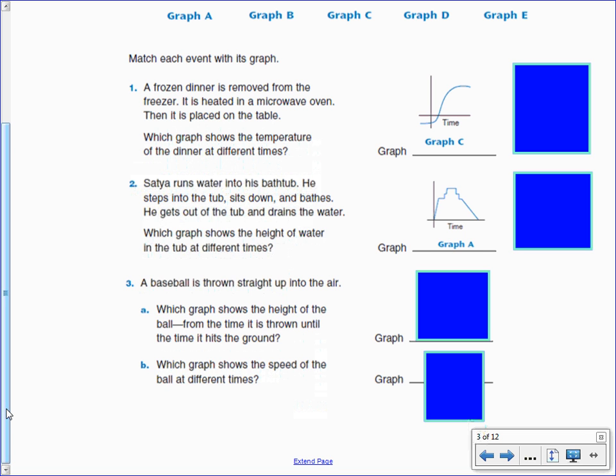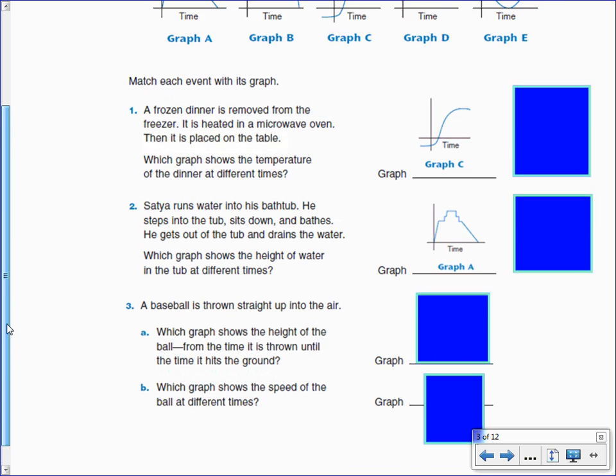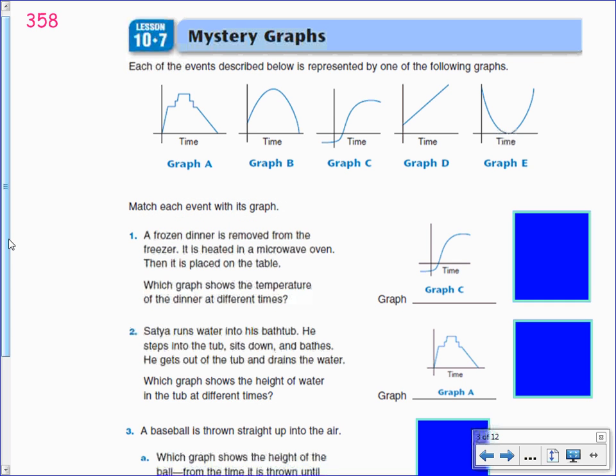Okay. These are ones especially you can't rush. You gotta take a second and think it through. Next one. So in this situation, a baseball is thrown straight up in the air. Which graph shows the height of the ball from the time it's thrown to the time it hits the ground? I think it's B or D. It's probably B because they're saying it's going up.